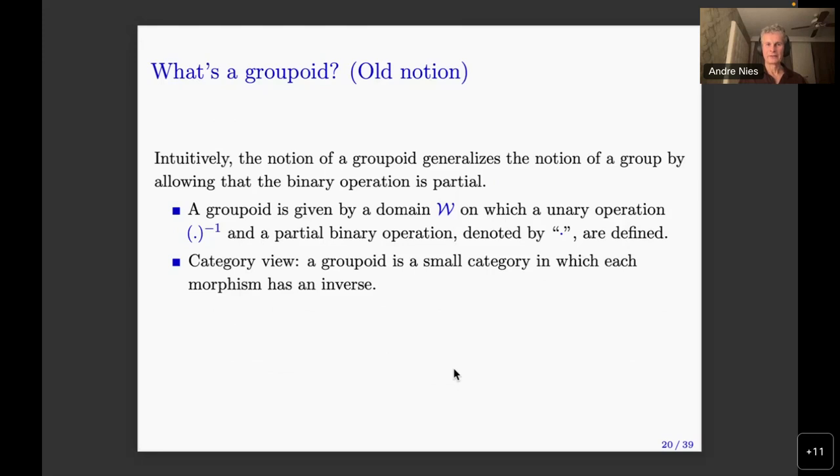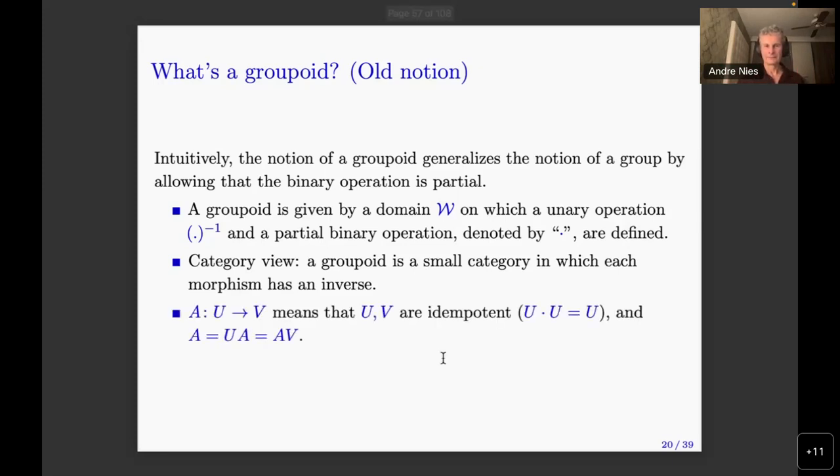It's nice to view it as a category, but it's not a category in the sense of describing some big class. It's not like the category of rings. It's a set category. So you write A is a morphism from U to V if U and V are idempotent, meaning U times U is U, and A equals UA, A equals AV. So that's how to turn a groupoid in the classic sense into a category in a definable way.